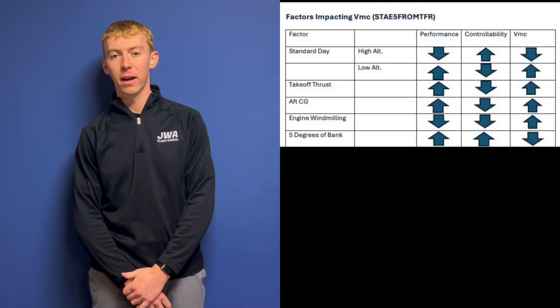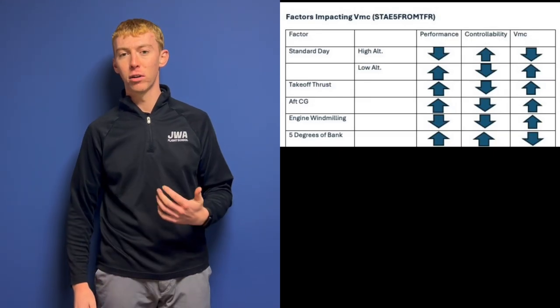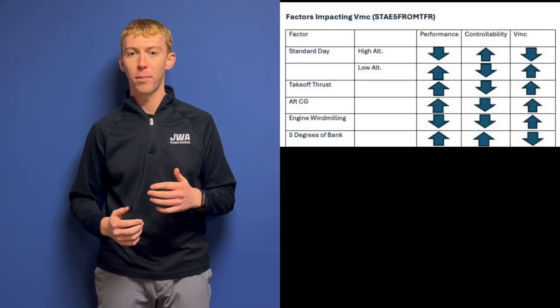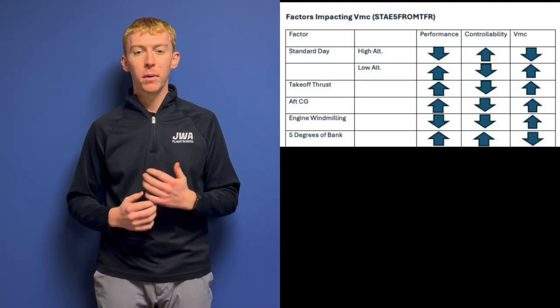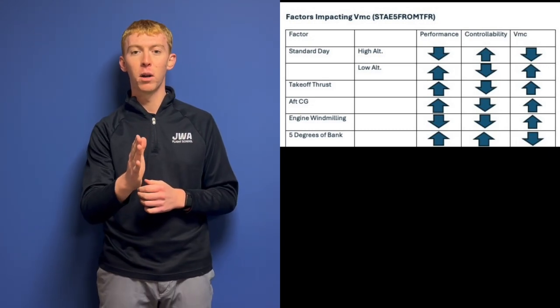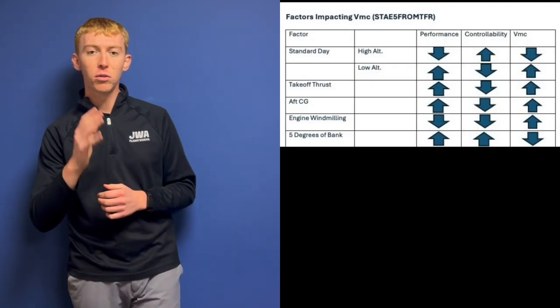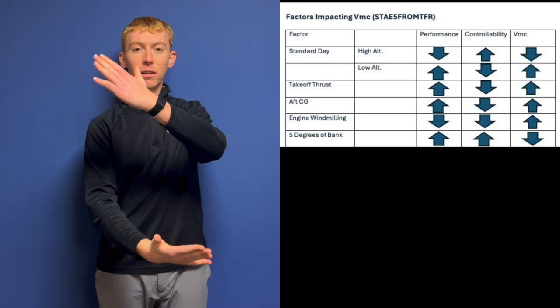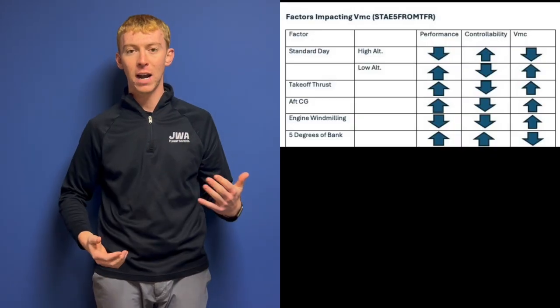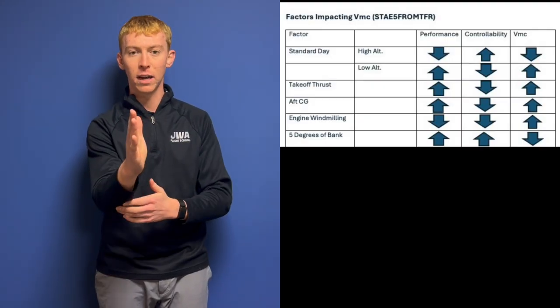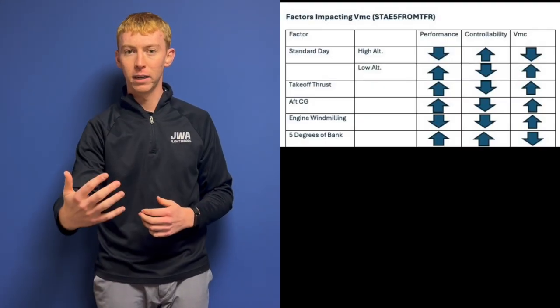Our next factor impacting VMC speed is using 5 degrees of bank. In the event of an engine failure, we're going to turn 5 degrees toward the operative engine. Why do we do this? Because when we put that 5 degrees of bank in, we're aligning the longitudinal axis of the airplane with the relative wind. If I were to use only bank or only rudder, I'd be making that relative wind in the side direction, creating more drag. With 5 degrees of bank, performance increases because I straighten that longitudinal axis to the relative wind. Controllability increases, causing VMC to decrease.